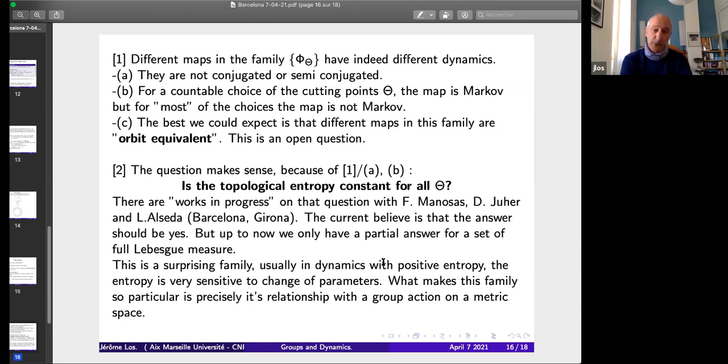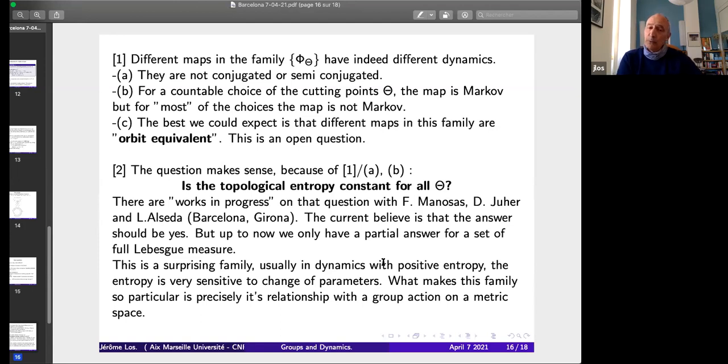And that's another question. The best we could expect from different maps in this family is that they could be orbit equivalent. And this is an open question. We have some reason to think that at least for some sub-collection, they are orbit equivalent, but I don't know whether this is always the case.